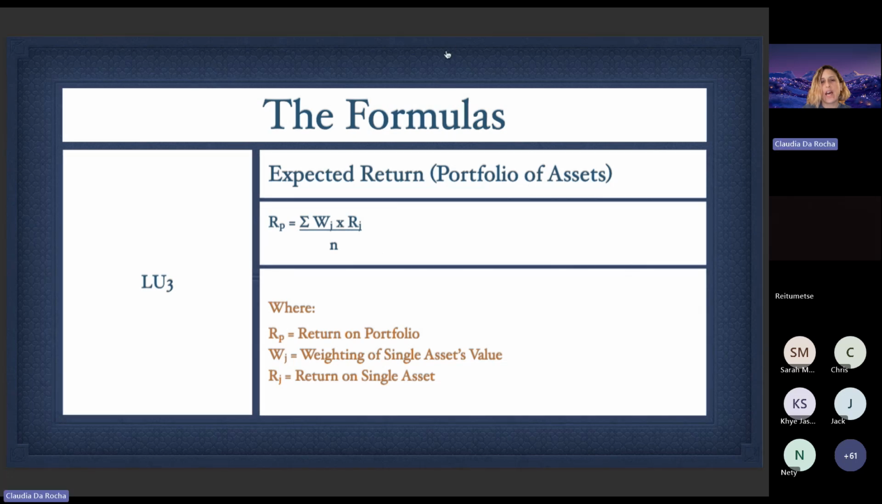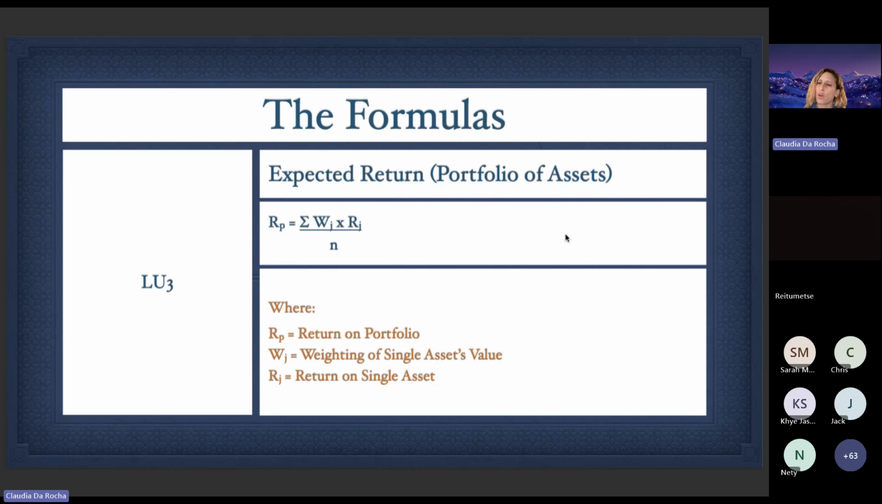Okay, we then have expected return for a portfolio of assets. This is when you have more than one share, more than one investment, or more than one company that you want to understand the return for. The formula being your return is equal to the sum of the weighting times your return, over N.